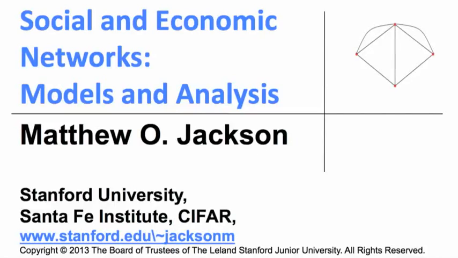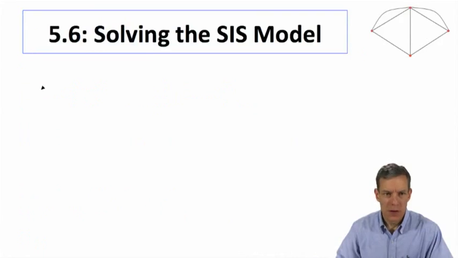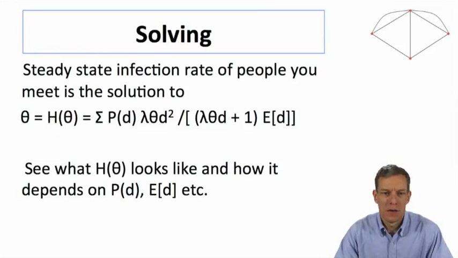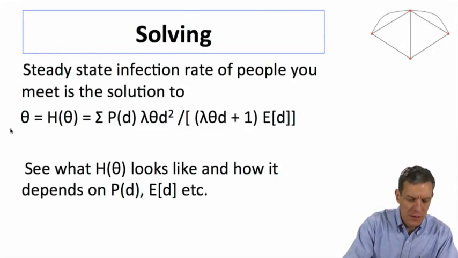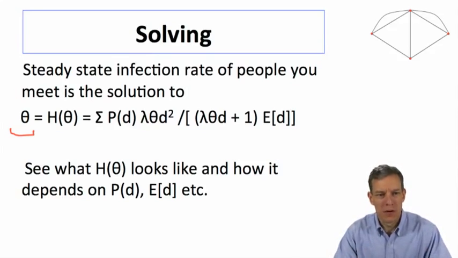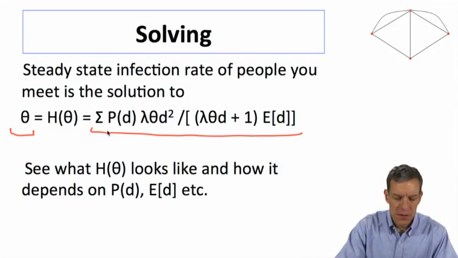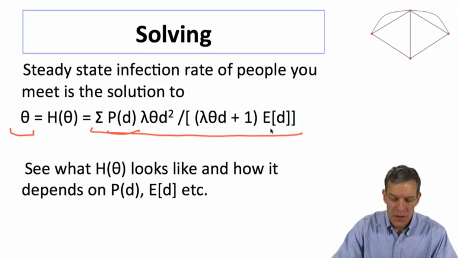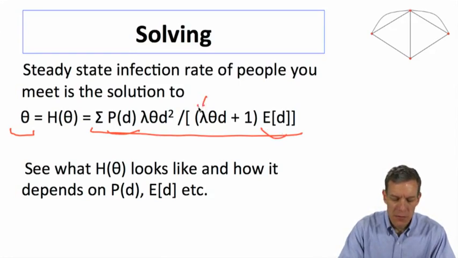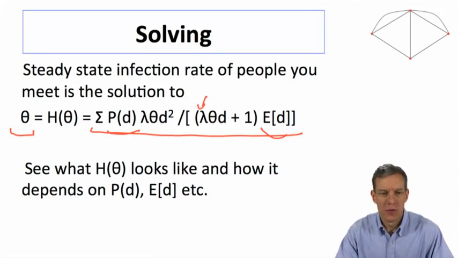Hi folks, so let's talk a little bit more about getting solutions in the SIS model. As we had talked about in terms of finding the steady state, we have an equation which relates the fraction of people that you're going to randomly meet who are infected to an expression which involves the degree distribution and parts of that degree distribution, as well as parameters indicating the relative frequency of infection compared to recovery.